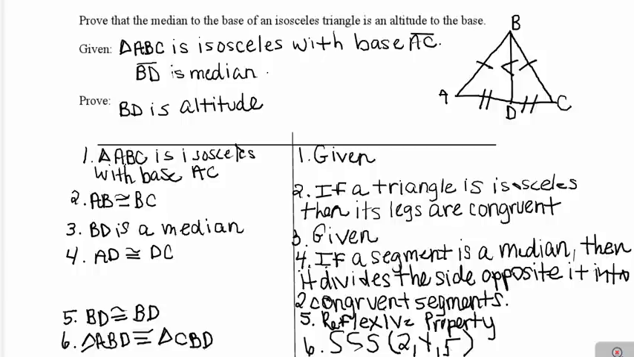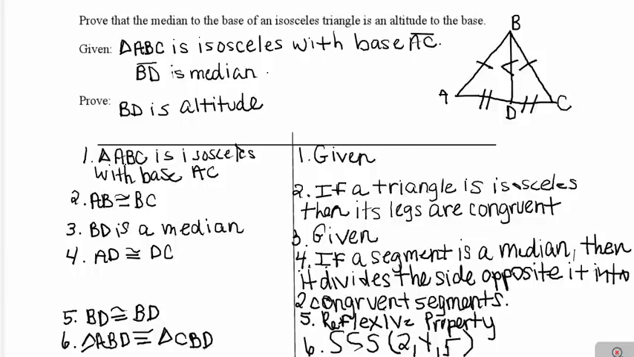So I feel that you should be able to get through these first 6 steps based on everything you've already learned. You should be able to prove that those two triangles are congruent, and you're going to need to do that in order to prove that it's also an altitude. Since it's isosceles, and again, this is just one way of completing this proof, there are other ways. You can also prove the two triangles congruent by SAS. I chose to prove it by SSS.